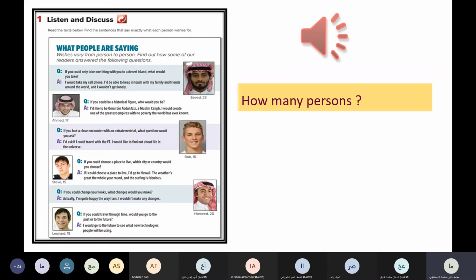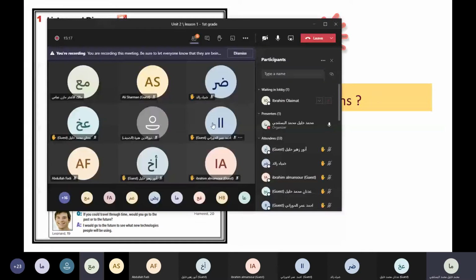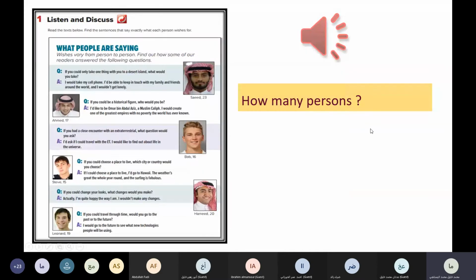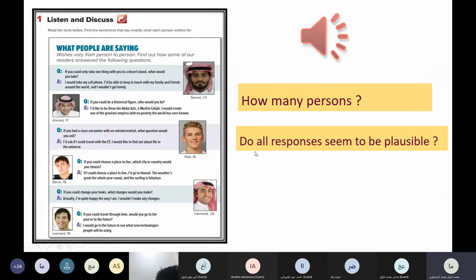Okay, you realize that some of these wishes are impossible to achieve or to happen. Again, how many people are there? Yes, Malik, how many people? We have 6. Yes, good. We have 6 people talking about their wishes. Good. Now, look at the second question.